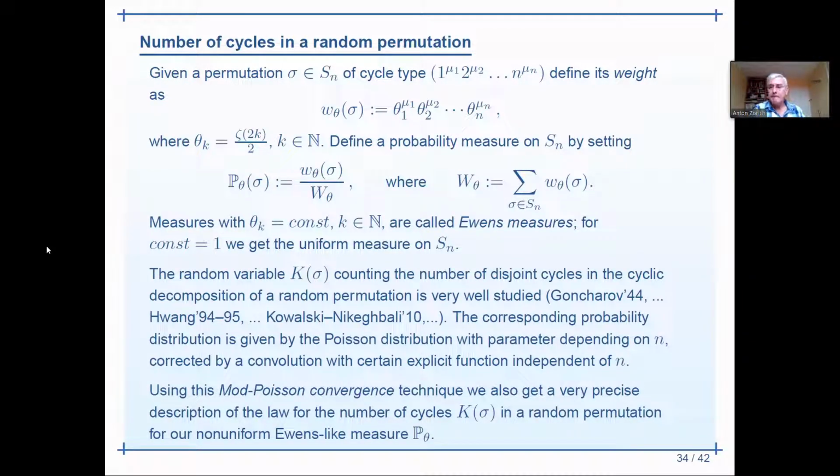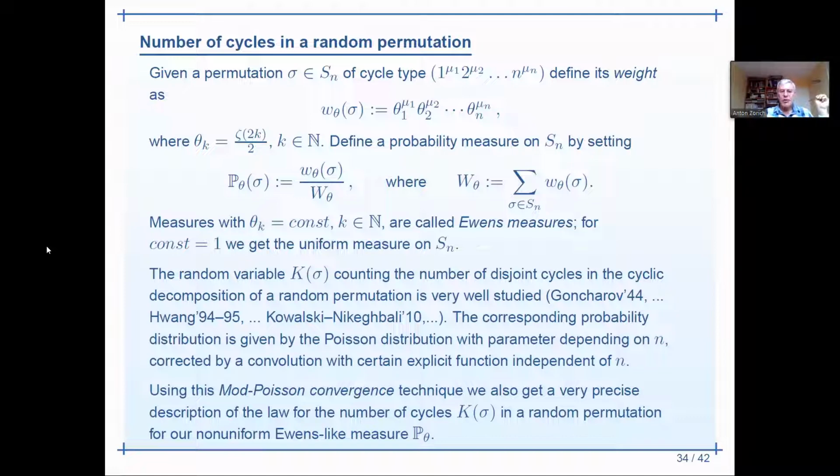Anton: Some rather strange things here. What do you mean by when theta k are constants? The corresponding measure is called Ewens measures. Is there any difference? So theta k depends on k, right, in my definition. Yes. So if I replace the numerator by 1, then theta 1 would be equal to theta 2, would be equal to theta 3, and so on. It would not depend on k, it would be just 1/2.